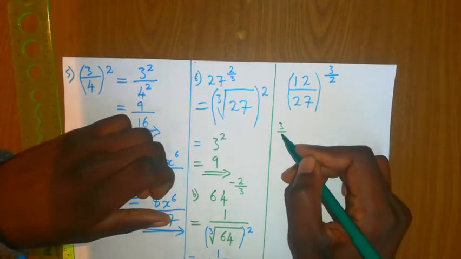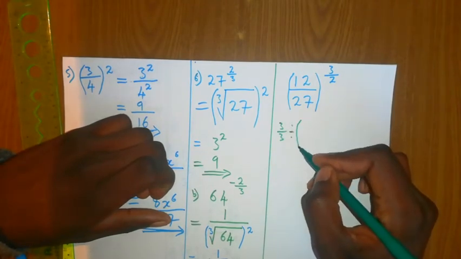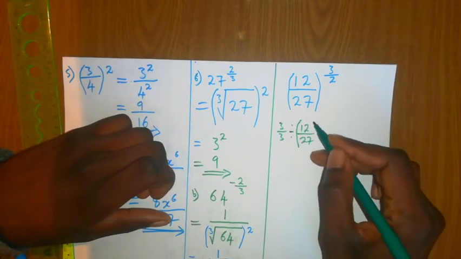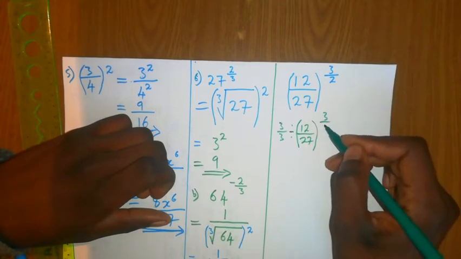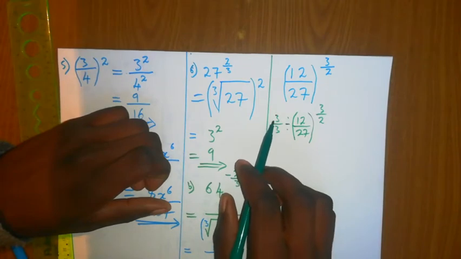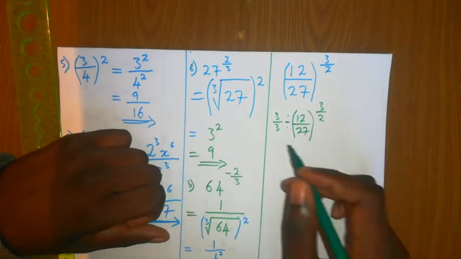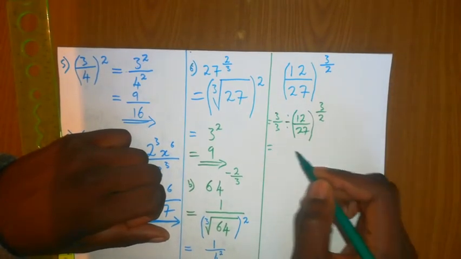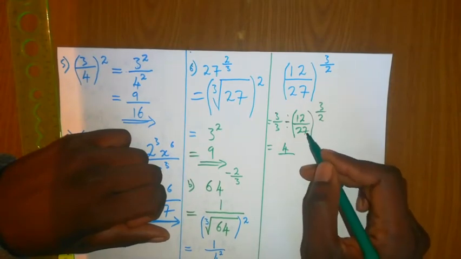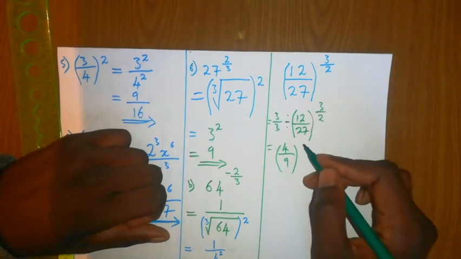We're going to use 3 over 3. Then divided by this one, 12 over 27, to the power of 3 over 2. Here I'm just showing you that the number that you use on your numerator is the same number that you are going to use on your denominator. So it's going to be equal to 12 divided by 3. We are going to obtain 4 over 27 divided by 3. We are going to obtain 9. It's going to proceed like that.